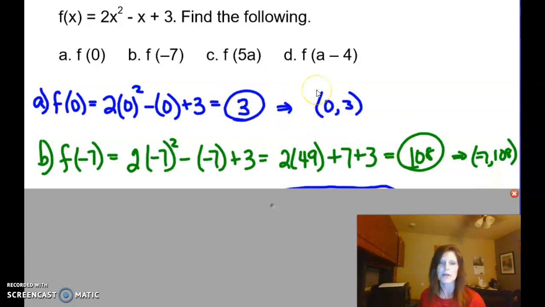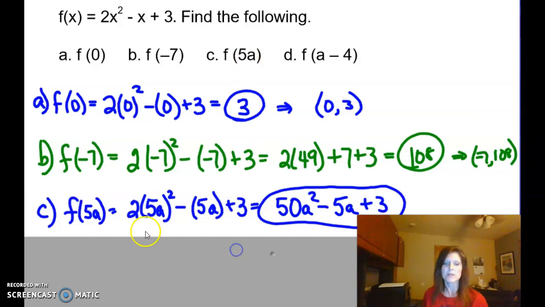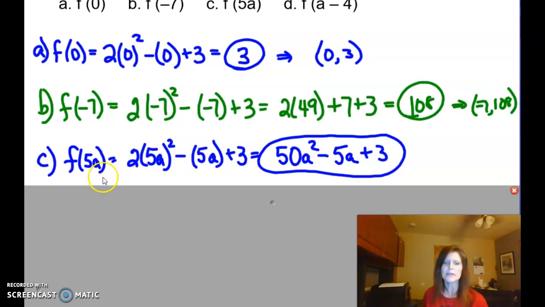Now these next two, I'm not going to come up with an ordered pair necessarily, but I will use the same process. What's in the parentheses is my input, and what I get out is going to be my output. In this case, I'm not going to get a numeric answer because I have 2 times the 5a squared minus 5a plus 3. Well, this is 25a squared, multiplying it by itself, and then doubling, so there's the 50a squared. And then the rest, let me just write it down because we can't combine. There are no like terms, and that's as good as that answer is going to get.